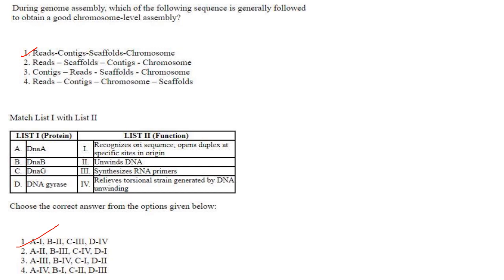Then next one, match list 1 with list 2. List 1 is protein and list 2 is their function. So DnaA. DnaA, it recognizes ORI sequence, opens duplex at specific sites in the origin. So DnaA is option 1. DnaB. DnaB unwinds DNA. DnaG synthesizes RNA primers and DNA gyrase, it relieves torsional strain generated by DNA unwinding. So the answer here is A1, B2, C3, D4. Answer is option 1.